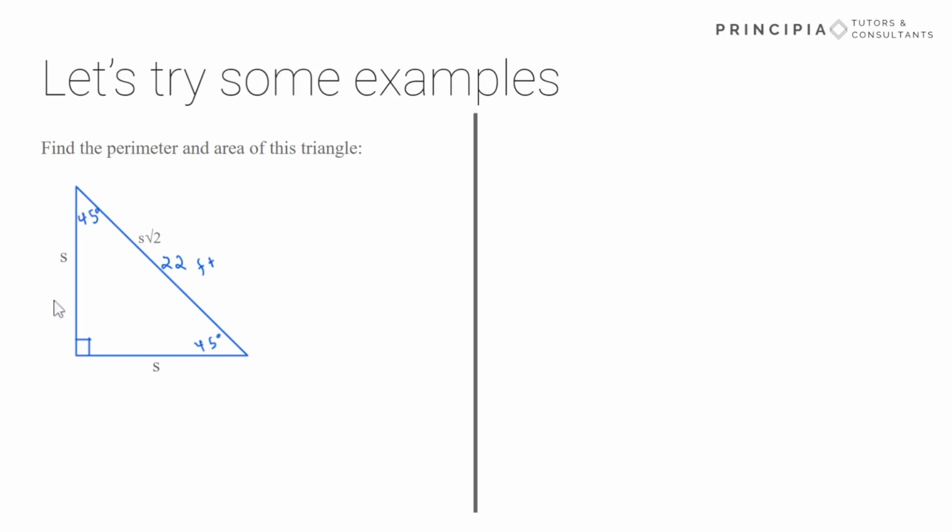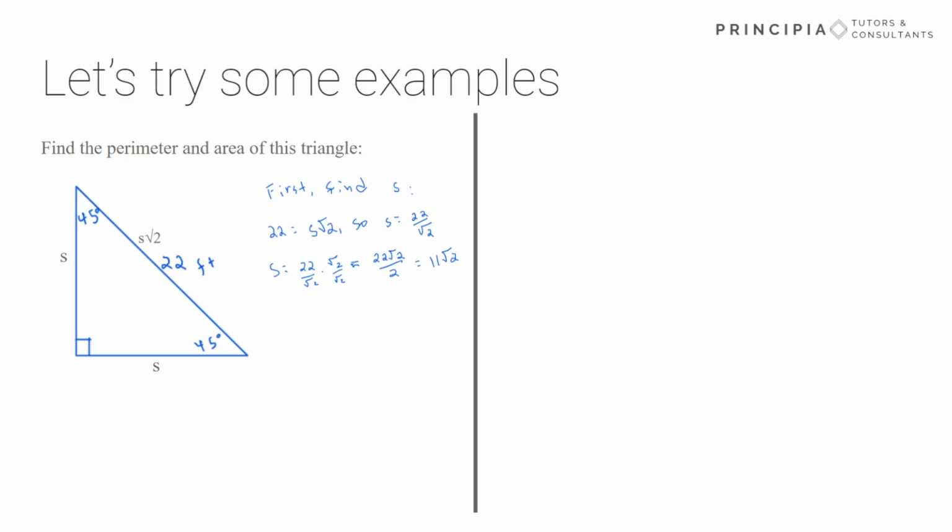All right, so since this is a starting example, I've denoted where the s's and s root 2 are, just as a friendly reminder, and we're working with a 45, 45, 90. Since we have the s root 2 hypotenuse defined, we need to find the value of s so we can get to our perimeter. The way to do that, we need to take 22 feet and divide that by the square root of 2. So working it all out, making sure we resolve the root in our denominator, we end up with 11 times the square root of 2 equals s.